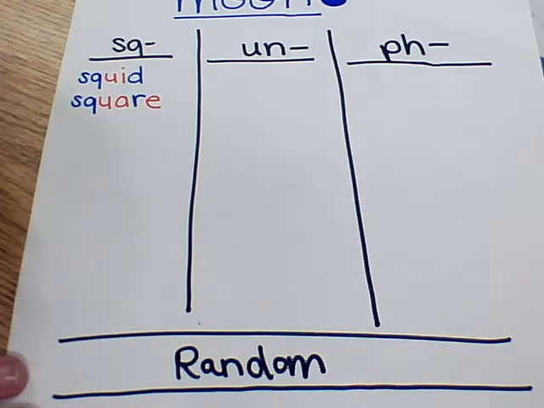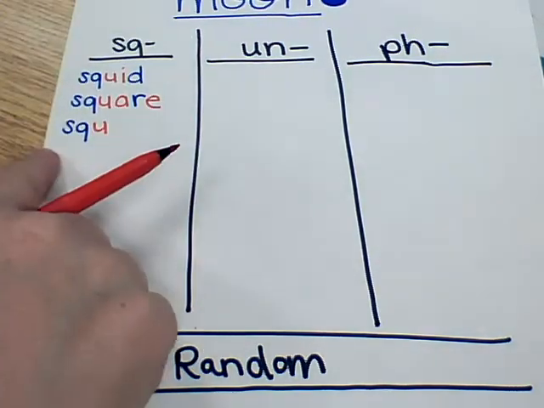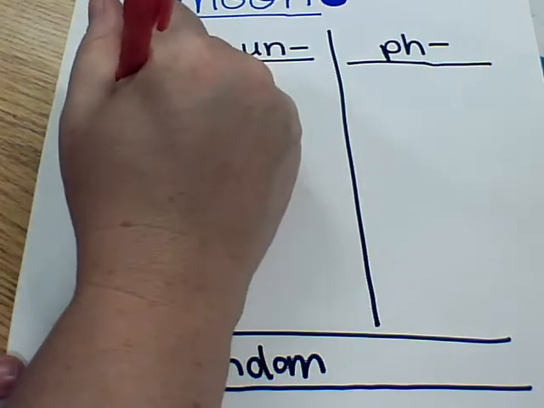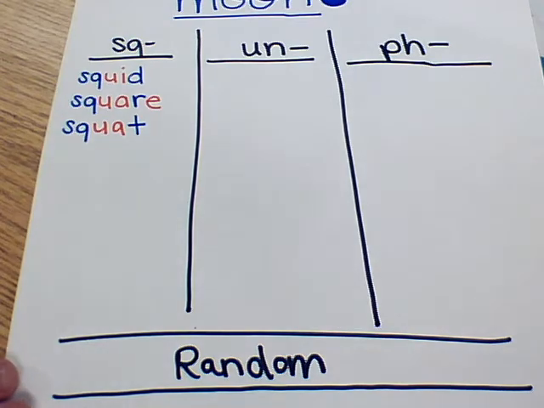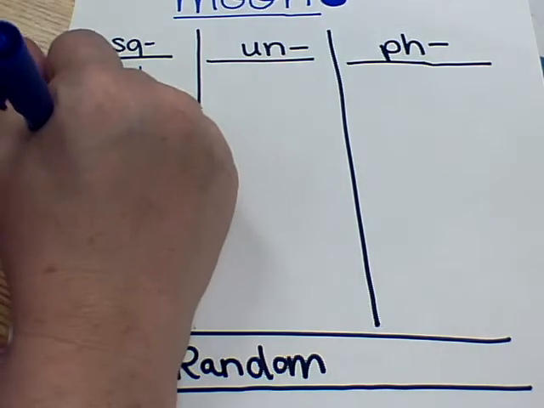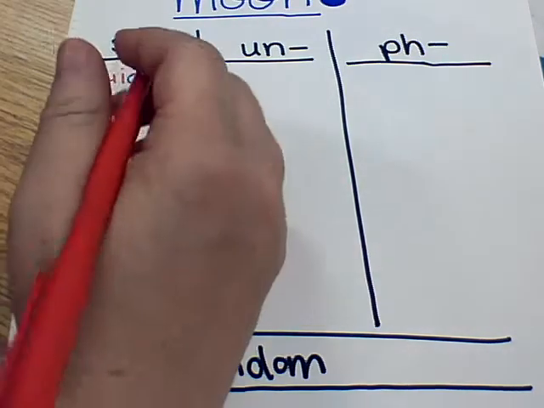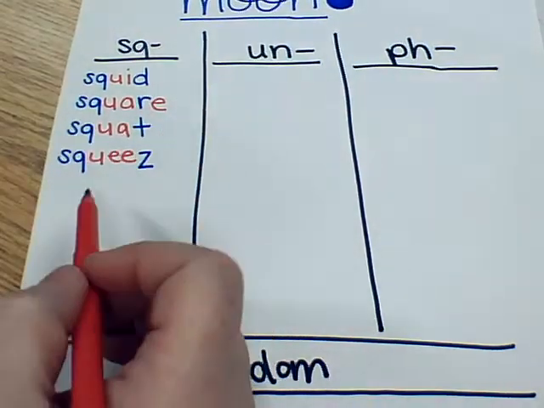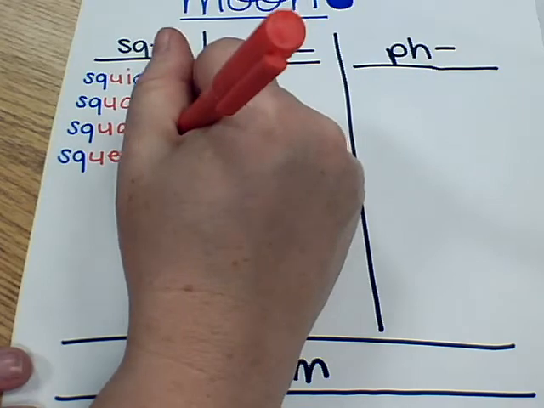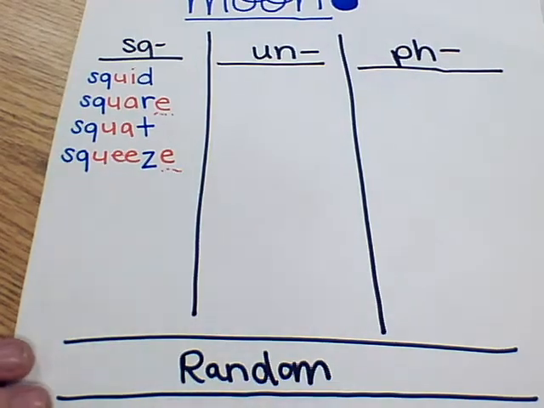And then we have squat. SQ, squat. There's our U that we can expect. Squat. That's an A. T, squat. We also have squeeze, like a python. SQ, then our trusty U. Squeeze. We have 2 E's, EE, and a Z, squeeze. But that's like squiz. We need that silent E at the end of it. So we've got a silent E right here, square, and a silent E right here, squeeze.